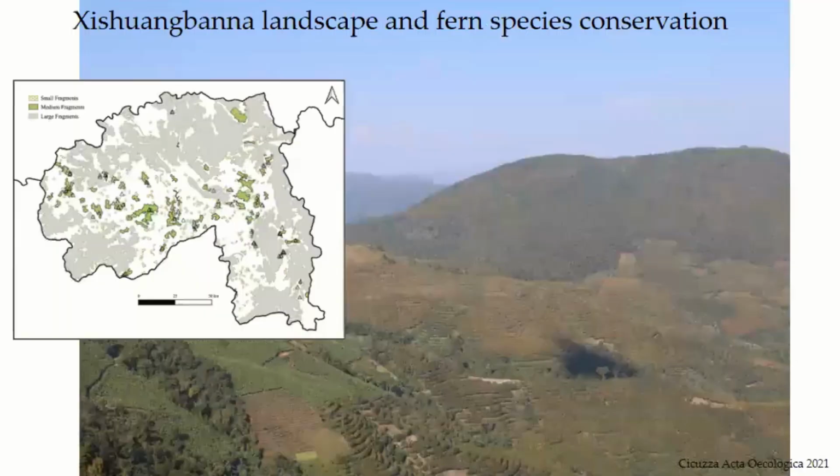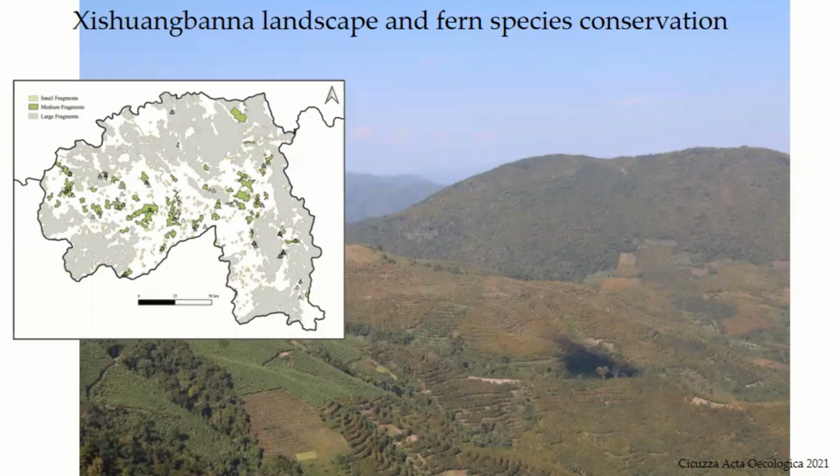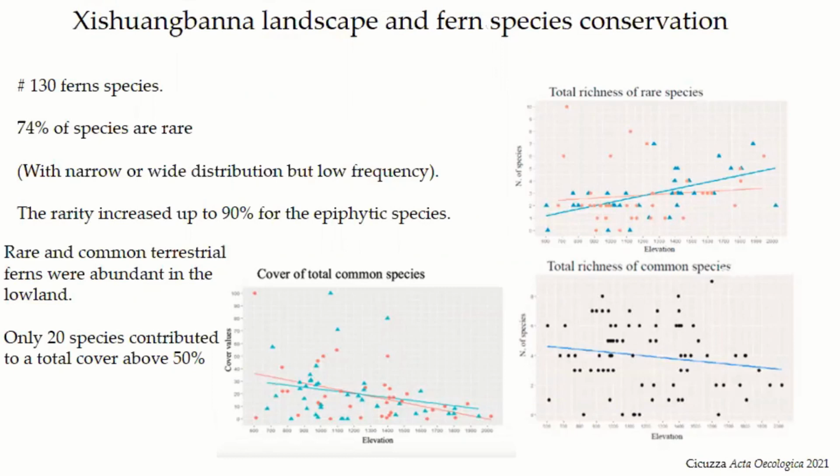Fine. So that's again the different landscapes, the different fragments. And my question was to assess, I assessed 45 fragments with different plots and so on and so forth. What I found is that we have under 30 species. Most of them are rare. Rare here is not an IUCN category, it is a category based on the frequency in my plots.